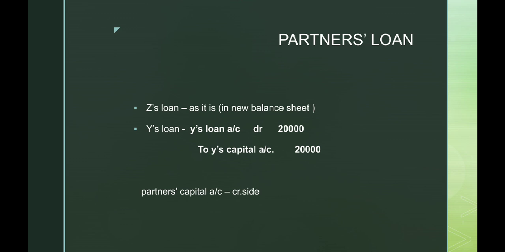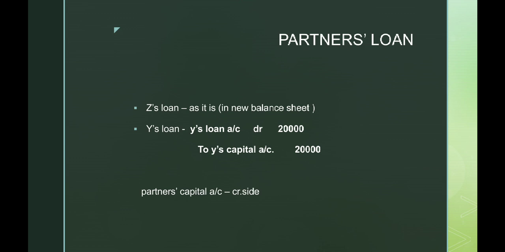So how to deal with the partner's loan? Let us talk about the loan of Z. The loan of Z is to be written as it is in your new balance sheet. The new balance sheet is the one that you are preparing after retirement of the partner, the one given on page number 231 of your textbook. You can see partner Z's loan 30,000. Why? Because Z is not the person going to retire.